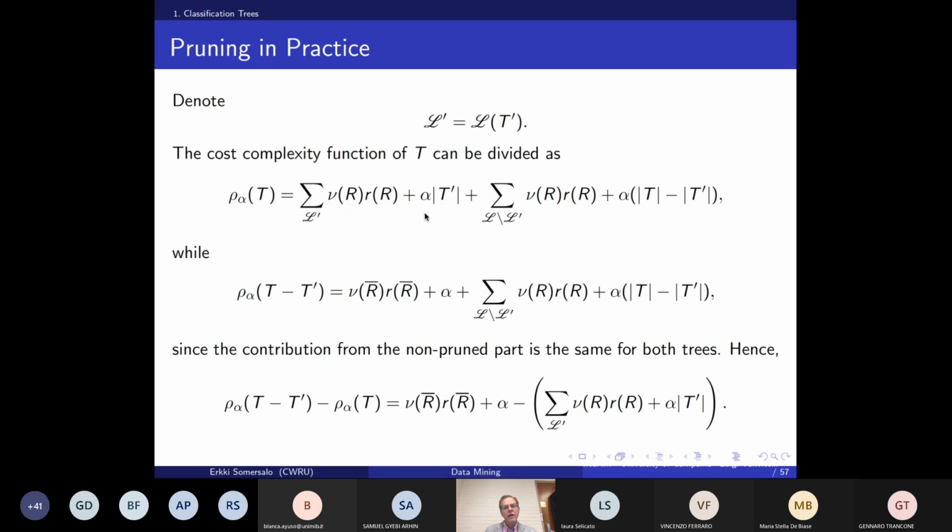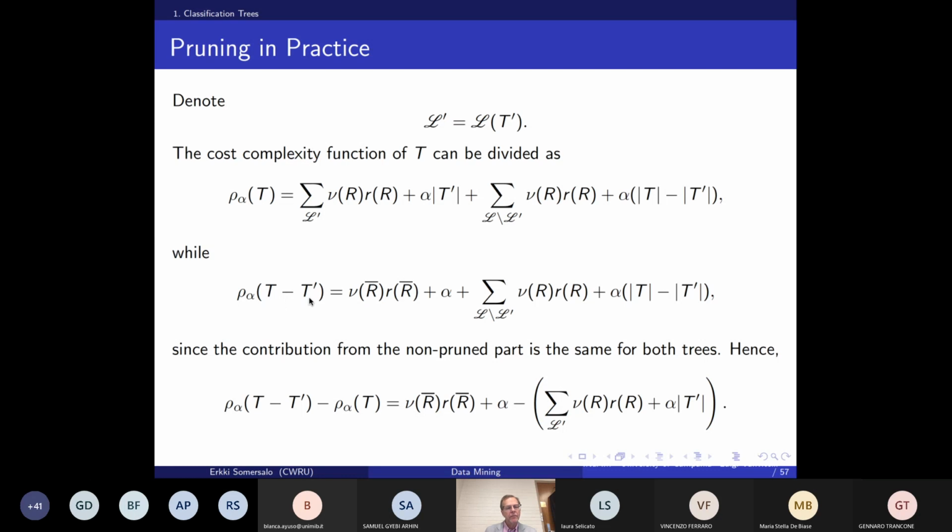Then I'm adding and subtracting alpha times the complexity of T prime from this number. Here I'm adding it, and here I'm subtracting it. So I have not done anything. I'm just adding and subtracting the same number from the cost complexity function. The only thing that I have done is divide the misclassification rate in 2 pieces: what is from L prime and what is from the tree that is left when I do the pruning.